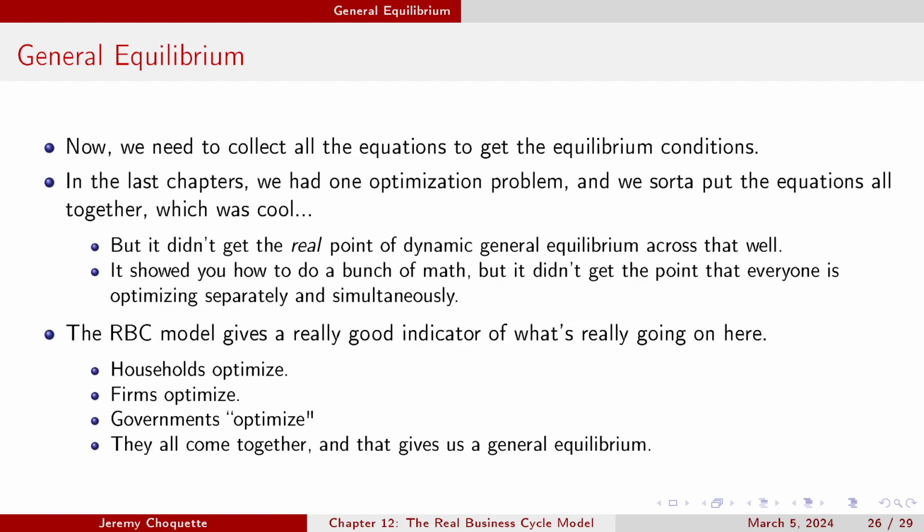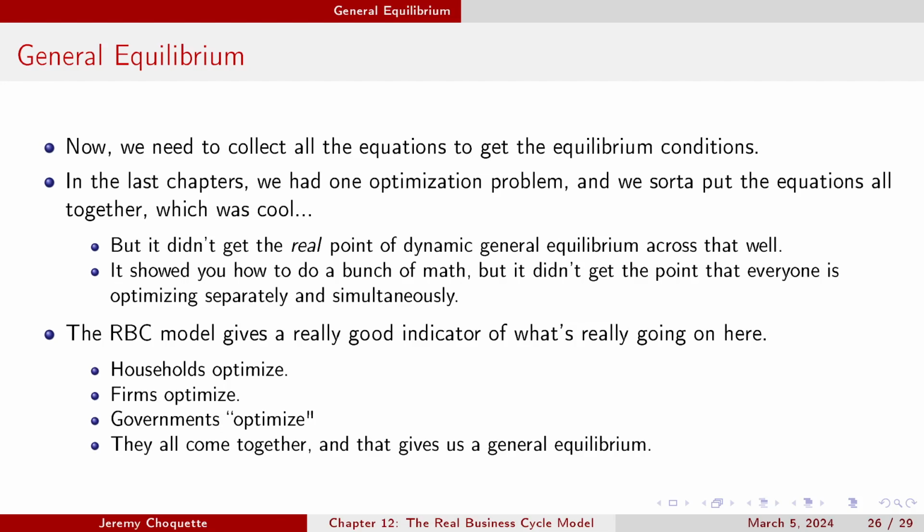So what do we do? Well, now we're just going to need to collect all the equations and get the equilibrium conditions. And in the last chapters, we just had one optimization problem to put all the equations together, which is neat, but it didn't get the point of the general equilibrium across all that well. It just showed you how to do a bunch of math, and it didn't really get to the point that everyone's separately optimizing and we're getting this simultaneous equilibrium going on. But the RBC model gives us a better indicator of how this is all going on. We get a better grasp of what's happening.